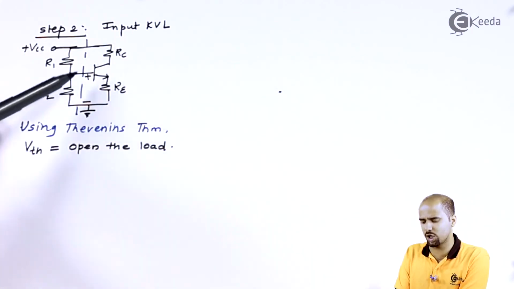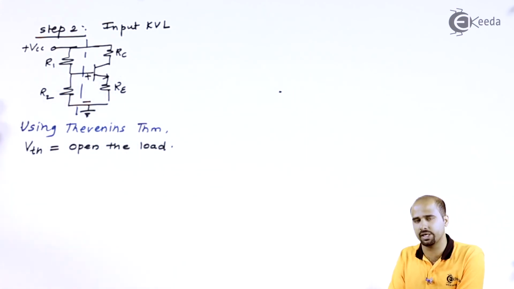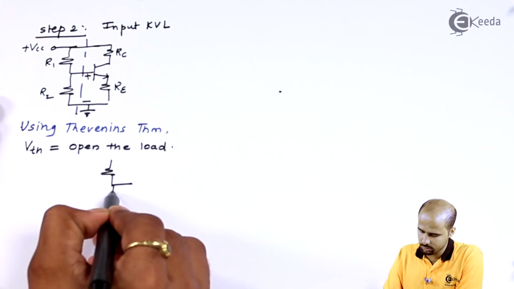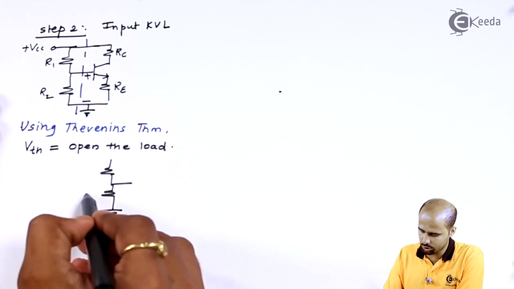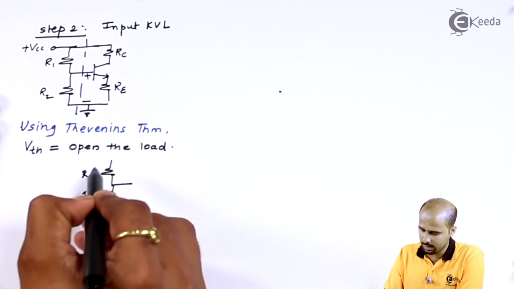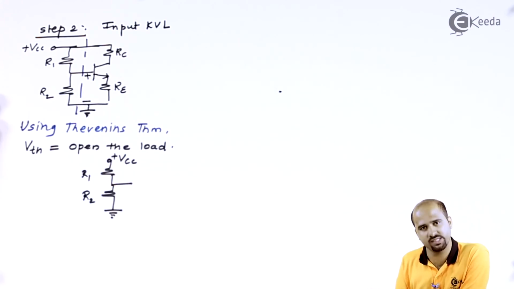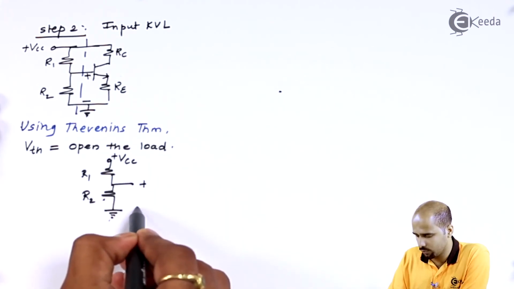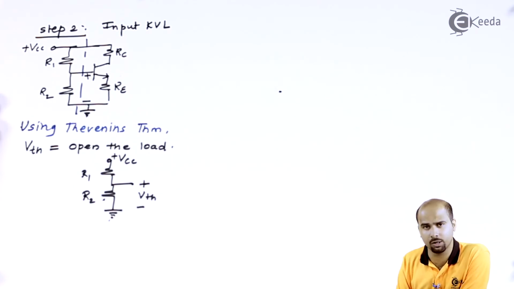Right hand side of this dotted line I will remove, and the rest of the circuitry is nothing but the combination of the resistances R1 and R2, and in between I will be getting the load. So we will draw this circuitry. This is your resistance R2 connected to the ground, resistance R1 connected to plus VCC, and here we want the voltage across the load, that is nothing but your VTH.